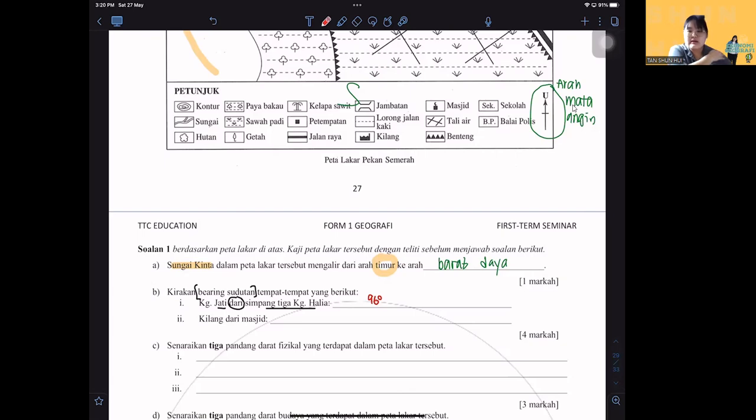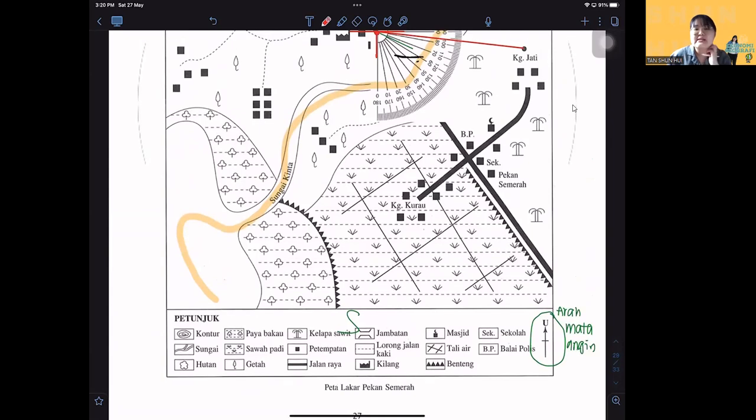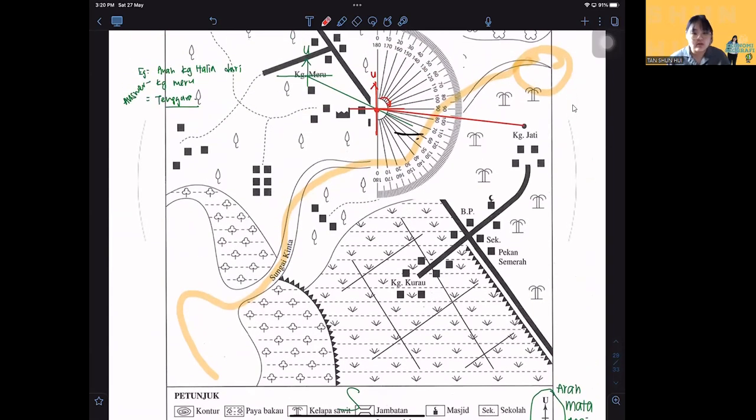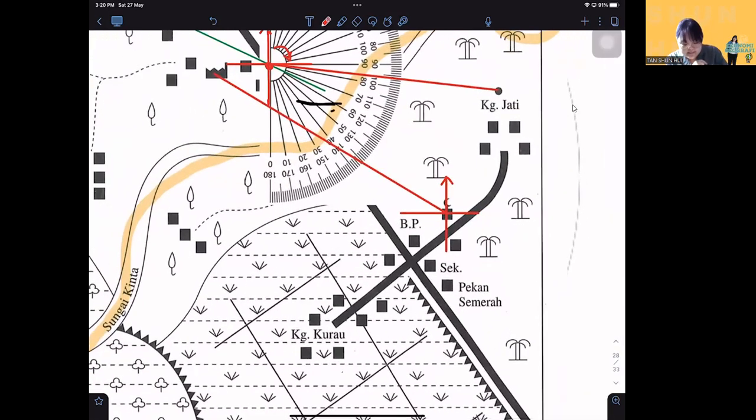Right? Next one. Now, kilang dari masjid, and we know masjid is the titik rujukan. So let's find where the masjid is. Masjid is here. So you draw arah mata angin. Okay, after that, they say what? Kilang, where's kilang? Can you find kilang? Kilang is here. Okay, so we're gonna measure again. Now, here. Remember, we always measure clockwise. And actually, you no need to purposely measure the right-hand side. Why? Because when they exist, this line confirm exists 180.